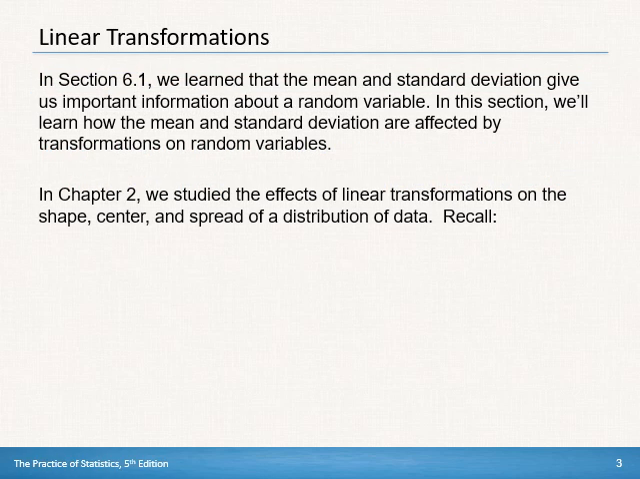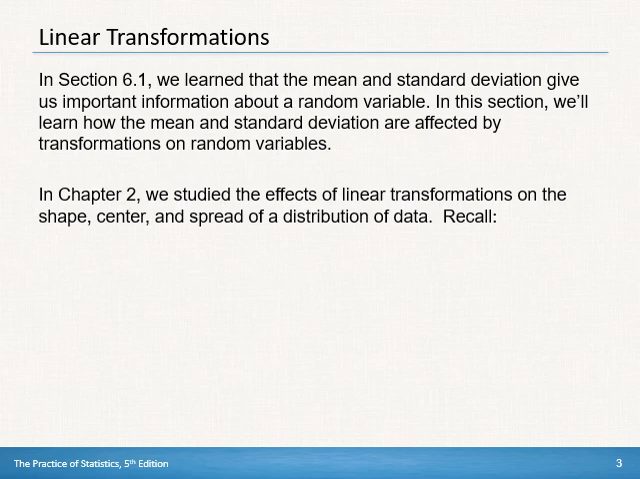All right, so in 6.1, we learned that the mean and the standard deviation give us important information about the random variable. And here again, like I just said, we're going to talk about how the mean and the standard deviation are affected by transforming the data. Now, it's not just the mean and standard deviation, but those are the ones we're going to concentrate on. We are interested in other measures of center and other measures of spread, but mean and standard deviation are the two measures of location, center and spread that we use the most.